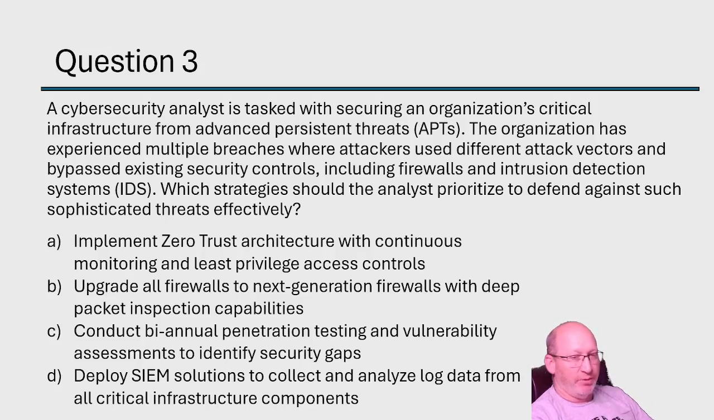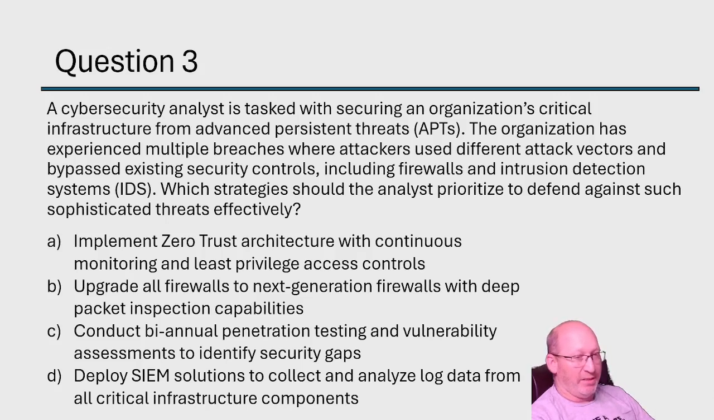Skip down to B. Upgrade all firewalls to next generation firewalls with deep packet inspection capabilities. I don't think so. And the reason I say that is because they've already bypassed our firewalls and intrusion detection systems. I mean, it's definitely something that we can look at, but I'm not a big fan of NGFWs. I'm really not, from various reasons. But in this particular case, we know that the attackers have come in through different attack vectors, meaning they bypassed security controls. I don't think B is going to be a good answer. I actually think that C is a better answer than B. I really do. And so B, not going to be the best one, I think.